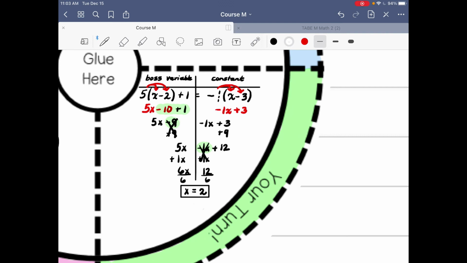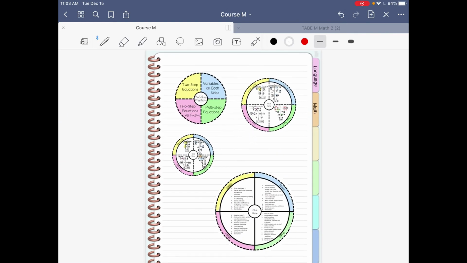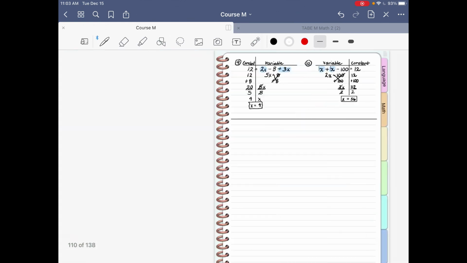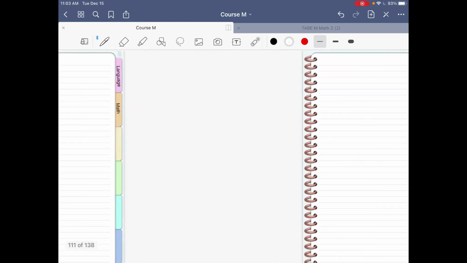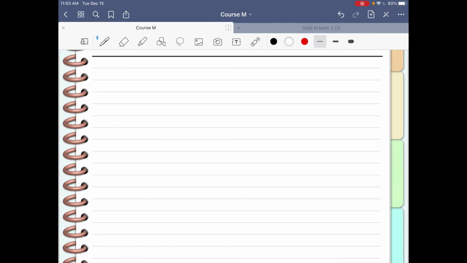Okay, let's do 10 more of them just to be sure. So I'm going to turn over. You can assemble your wheel. Make sure you watch the assembly video. And I'm going to turn on over to my blank sheets of paper. Let me be sure I have enough. I do. And let's label this. This is called, as you might not disagree with, multi-step equations. So I'll put in a space for that.